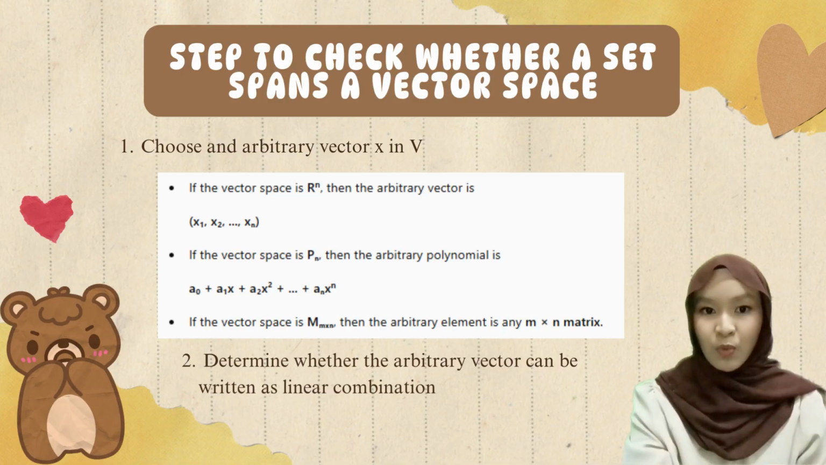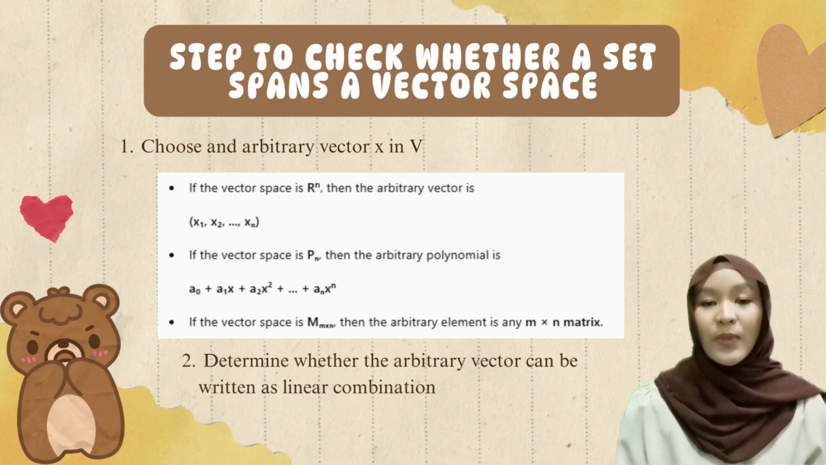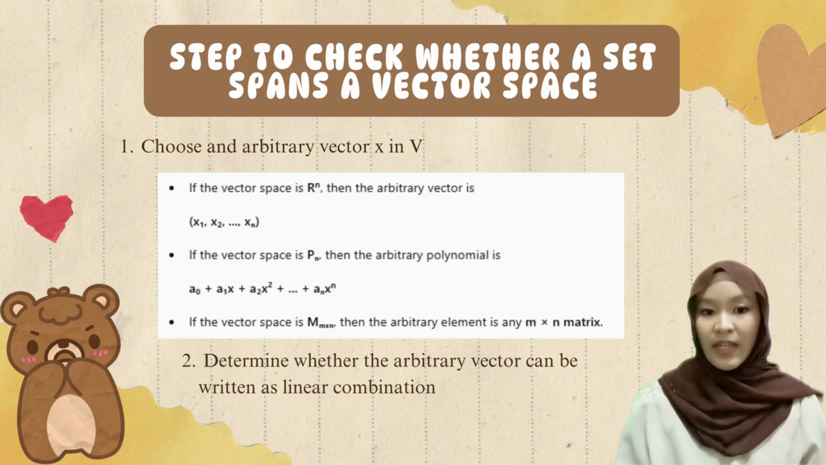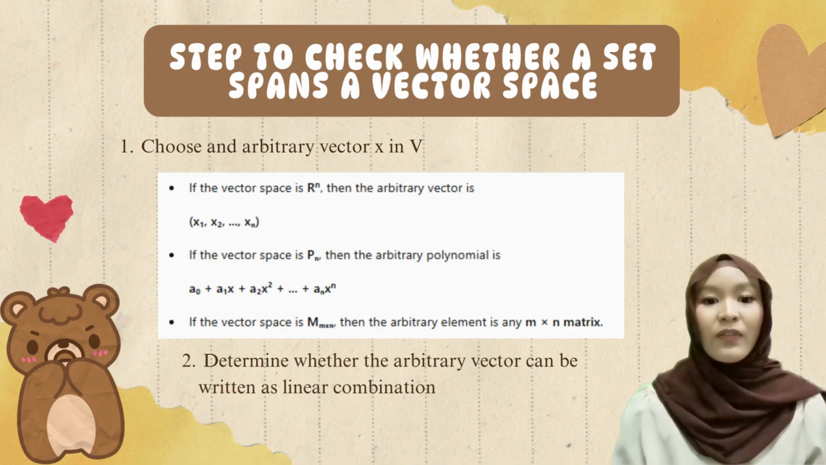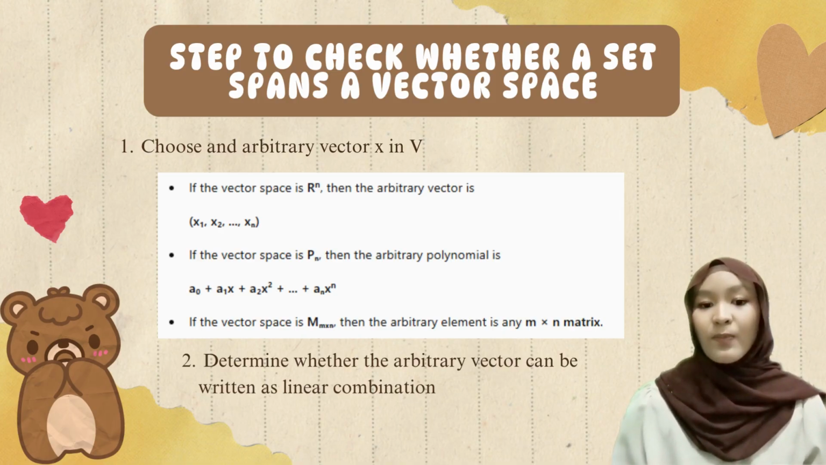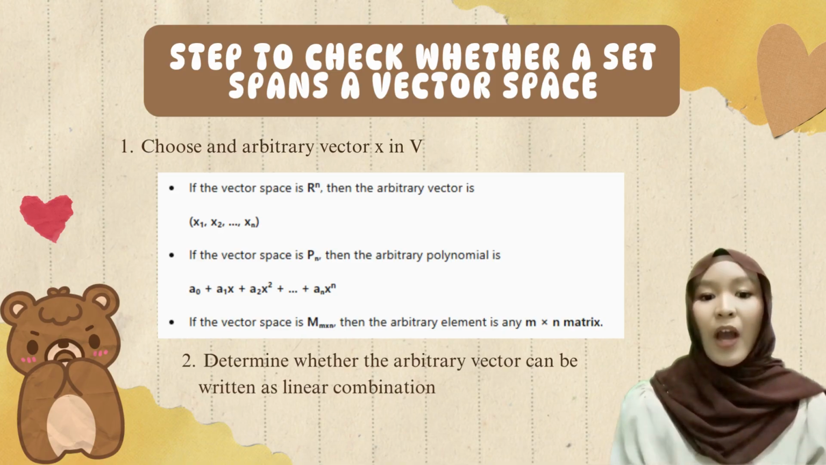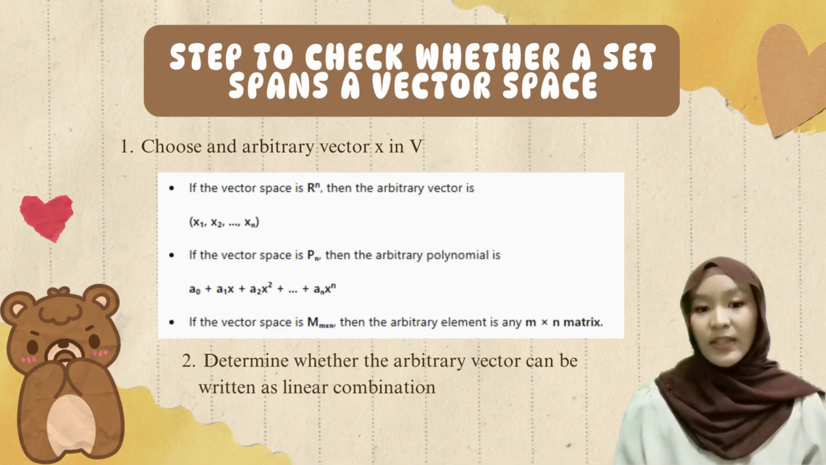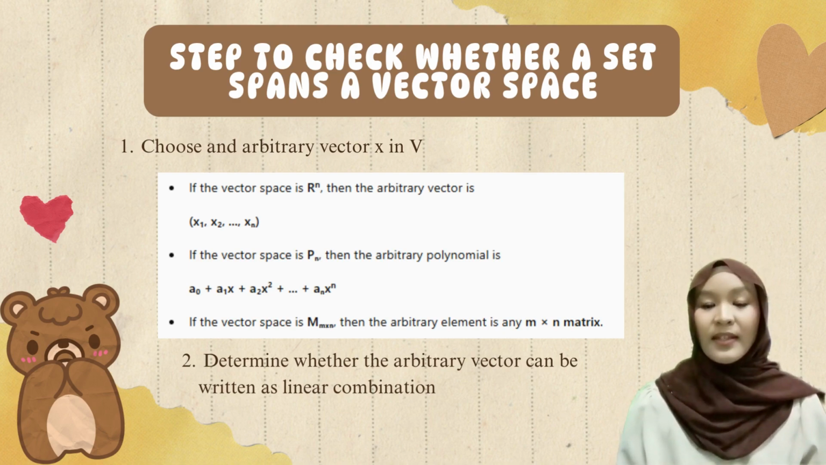And then step 2. Determine whether the arbitrary vector can be written as a linear combination of the vectors in the set S equal to v1, v2 till vn. If the arbitrary vector can be expressed as a linear combination of the vectors in S, then S spans the vector space. However, if there is at least one vector that cannot be expressed as a linear combination of the vectors in S, then S does not span the vector space.